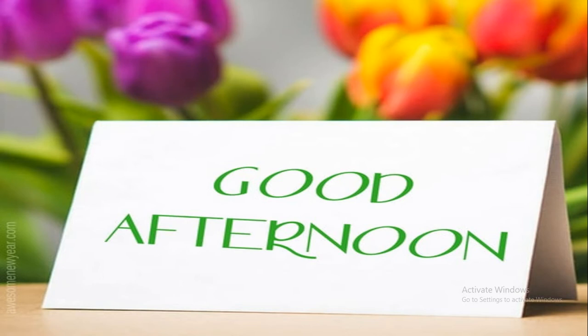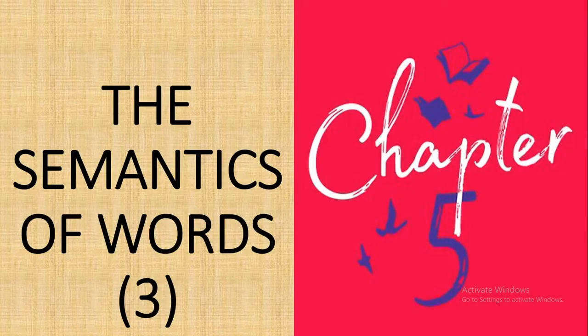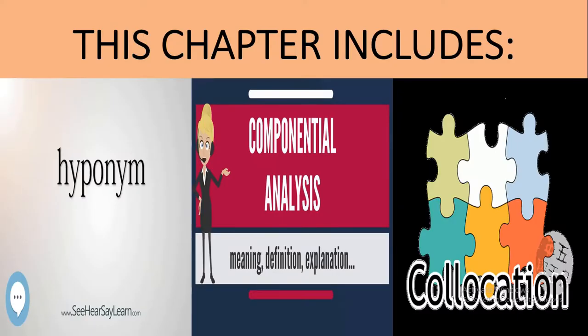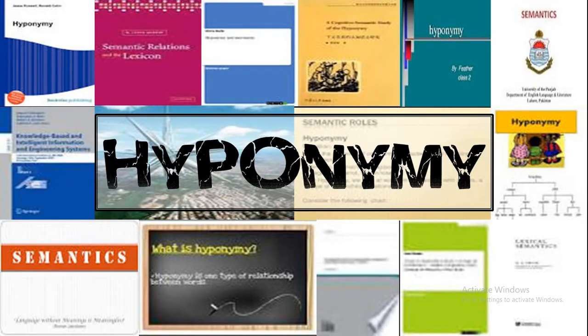Today we are going to study chapter 5, which is entitled The Semantics of Words number 3. In this chapter we are going to discuss three important terms, which are hyponymy, componential analysis, and collocations. The first term we are going to study in this chapter is hyponymy.